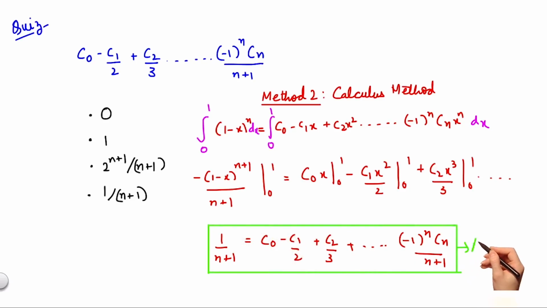Hence, my desired sum is again 1 upon n plus 1. So option 4 is the correct answer.